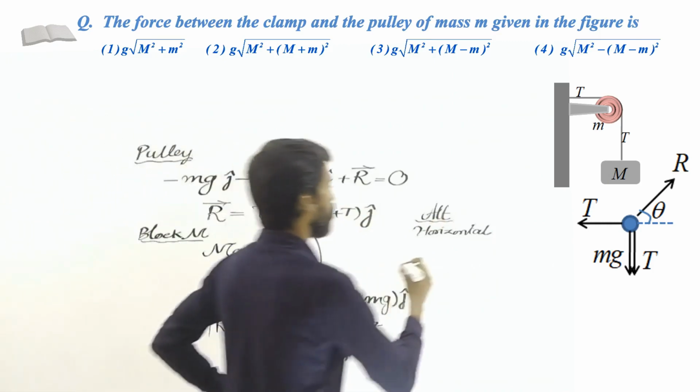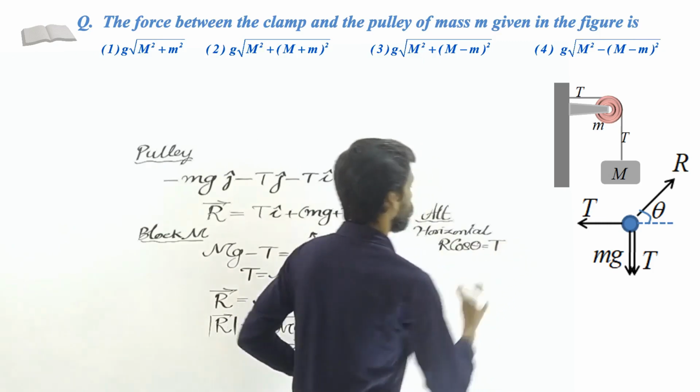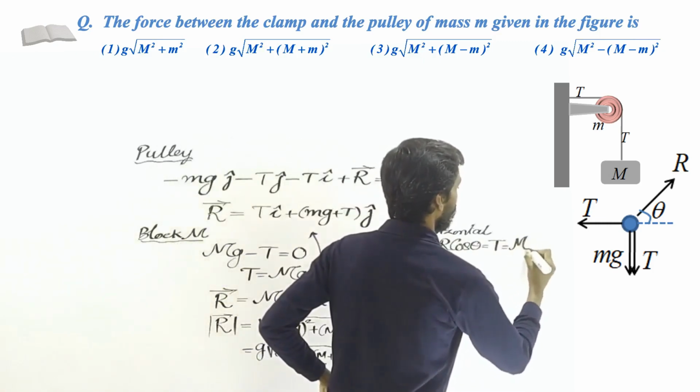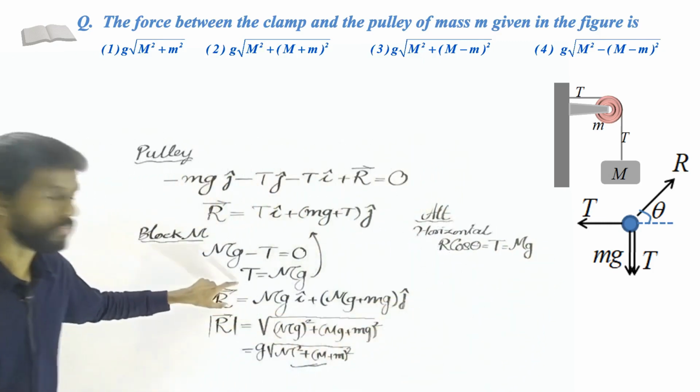So R cos theta equals the tension. But the tension is the same as mg. That we have already done. So tension is the same as mg.